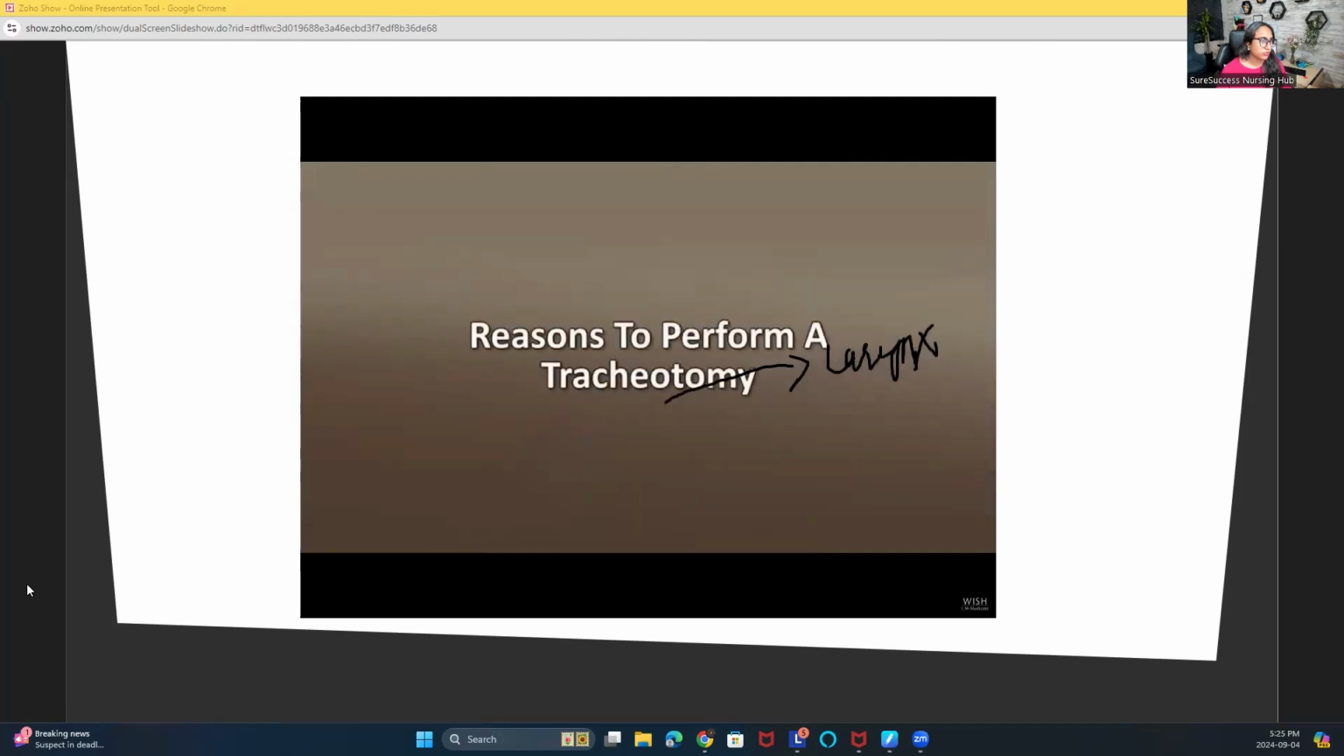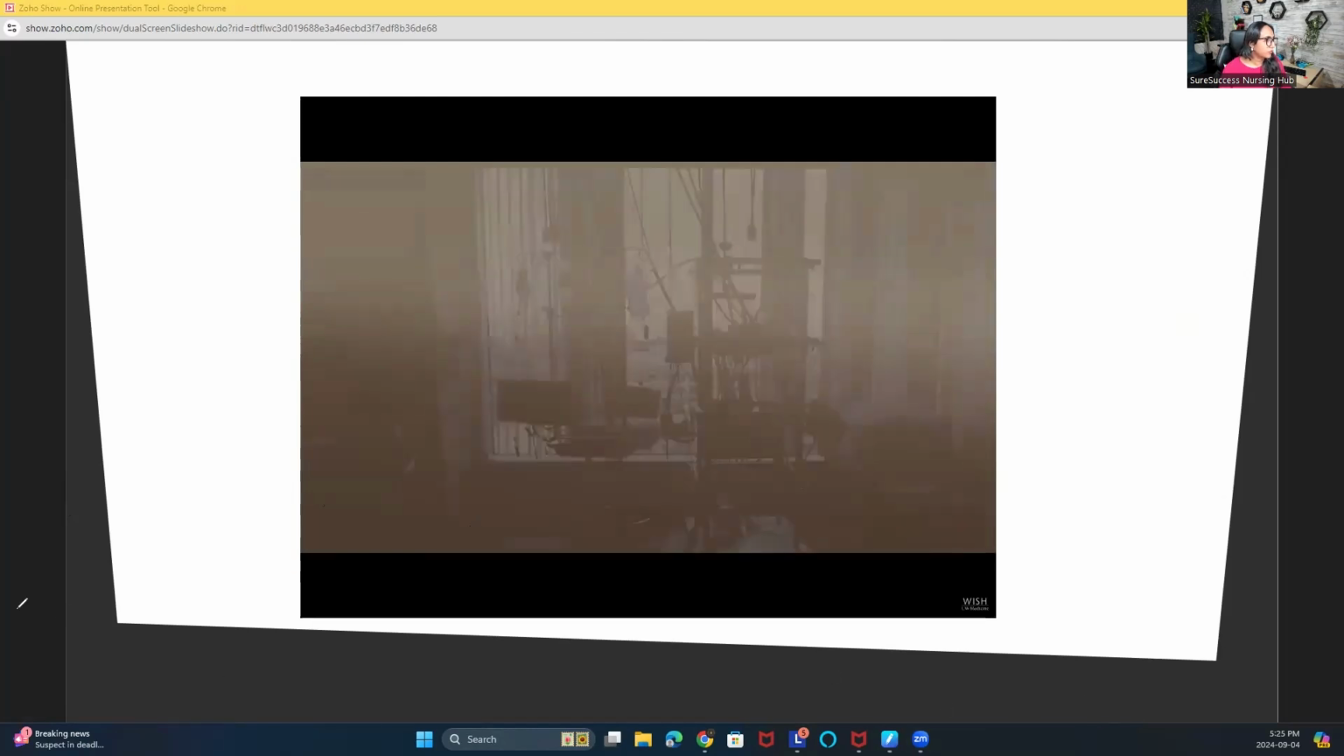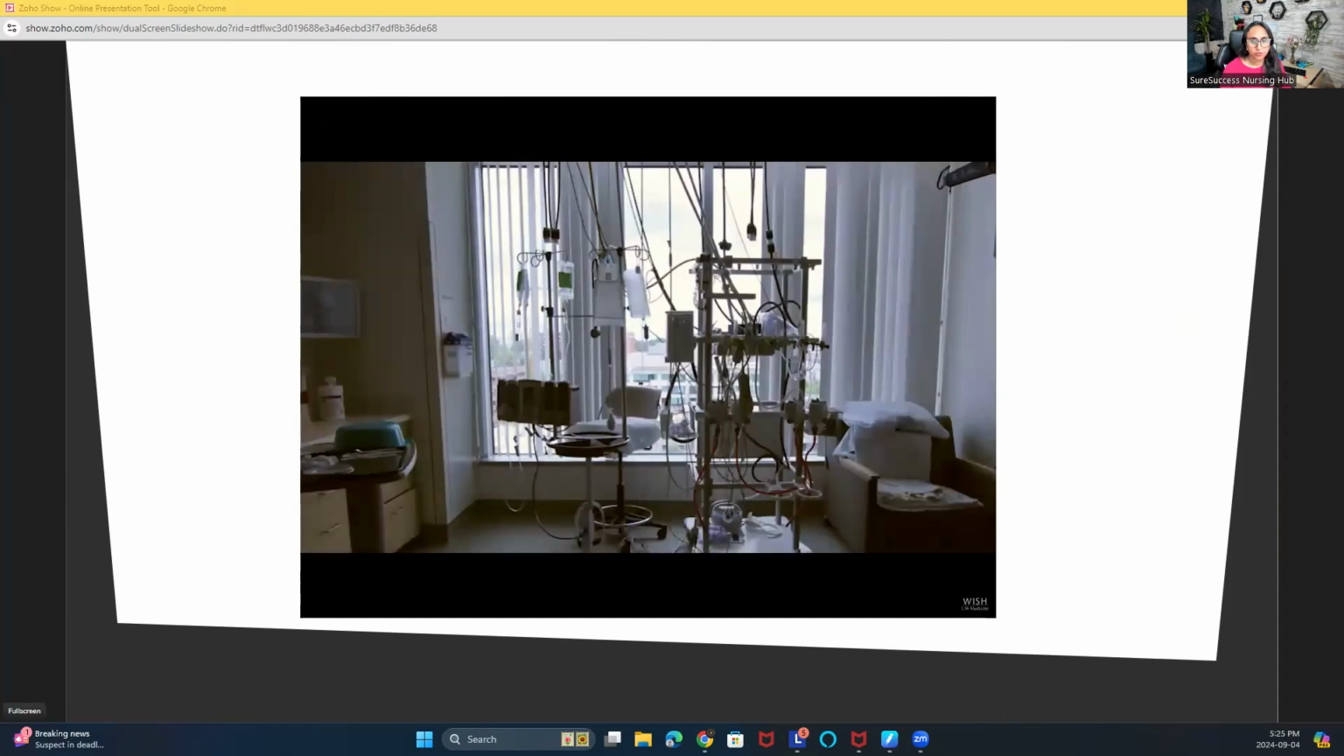There are several reasons for performing a tracheotomy. Sometimes tracheotomies are performed for more than one reason at a time. The most common reason is to allow for long-term ventilation. This is usually in the setting of a critically ill patient in the intensive care unit who requires mechanical ventilation from a ventilator for a long period of time.